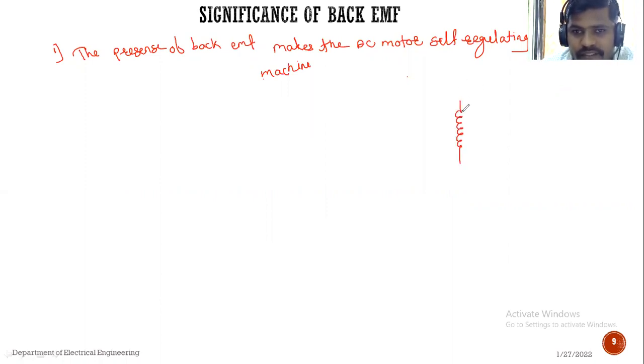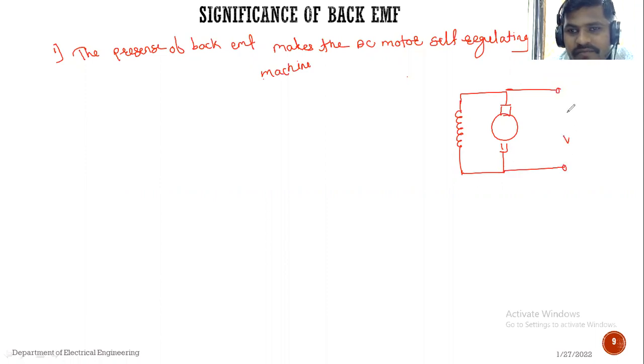See, here we are drawing one shunt motor. Supply can be provided to the machine. Current, armature current IA, shunt field current ISH, and we are doing some mechanical loading arrangement.